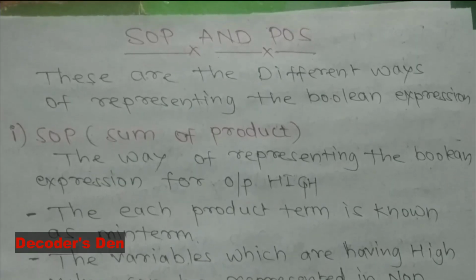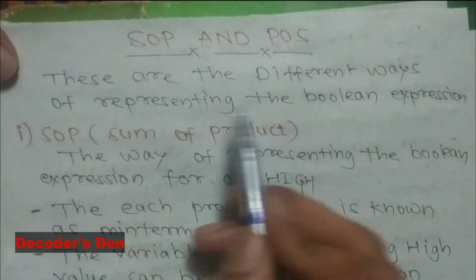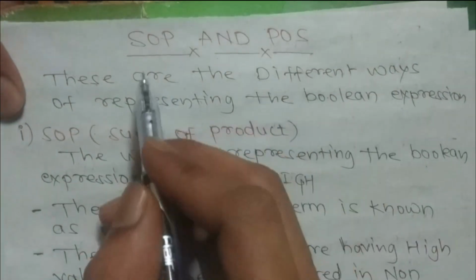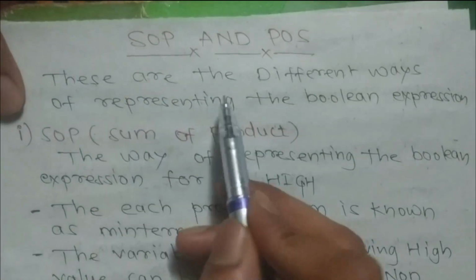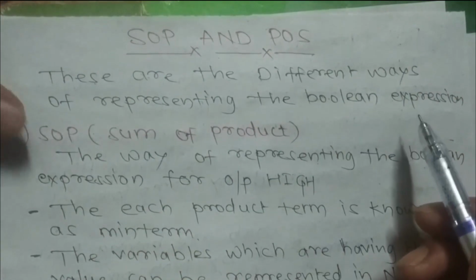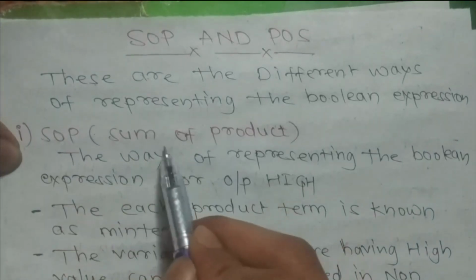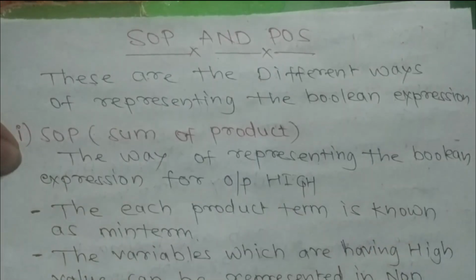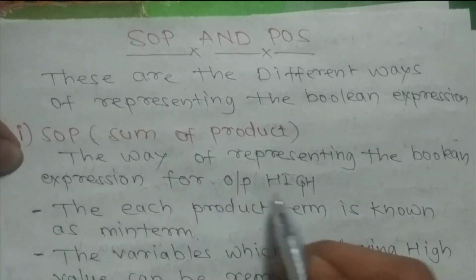So today we are going to see what is SOP and POS. SOP and POS are nothing but ways of representing Boolean expressions. Okay, first of all we are going to see SOP. SOP is nothing but sum of product, the way of representing the Boolean expression for the output high.